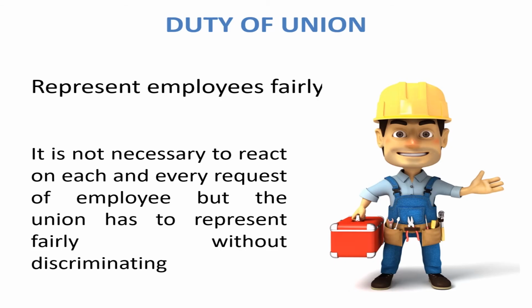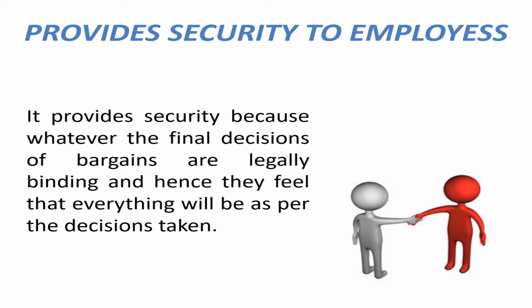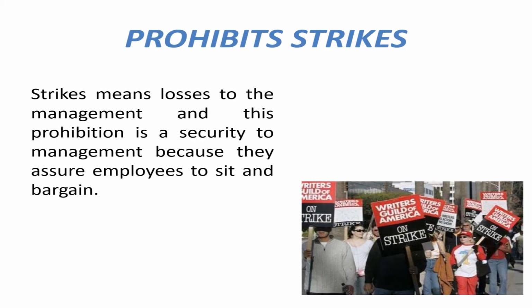To begin with, advantages of collective bargaining. Provides security to employees. It provides security because whatever the final decisions of bargains are legally binding, and hence, they feel that everything will be as per the decisions taken. Prohibits strikes. Strikes mean losses to the management, and this prohibition is a security to management because they assure employees to sit and bargain.